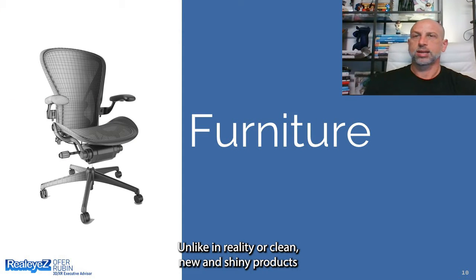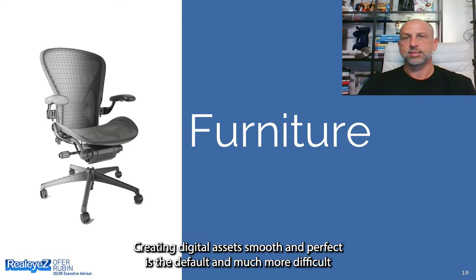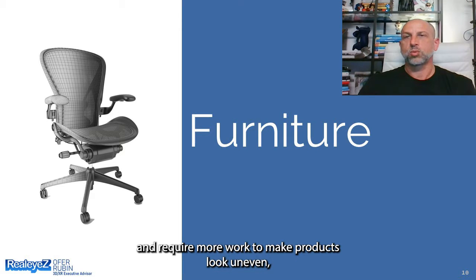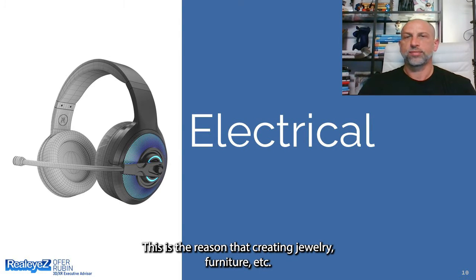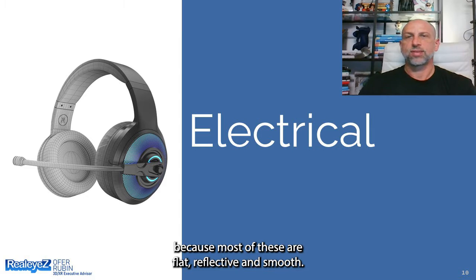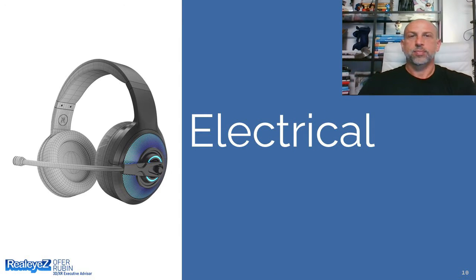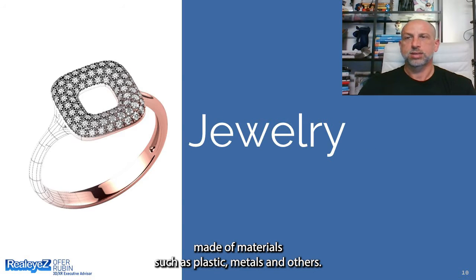Unlike in reality, where clean, new, and shiny products are more valuable and hard to keep new, in the digital world, creating digital assets smooth and perfect is the default, and it is much more difficult and requires more work to make products look uneven, folded, dirty, or defective. This is the reason that creating jewelry, furniture, etc. is easier to imitate using CG, because most of these are flat, reflective, and smooth and hard surfaces made of materials such as plastic, metals, and others.